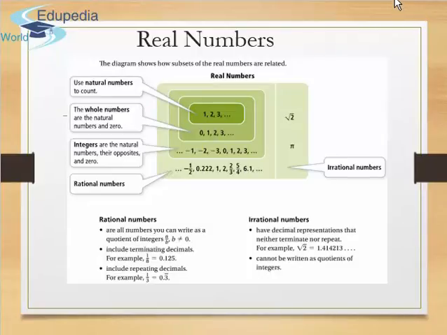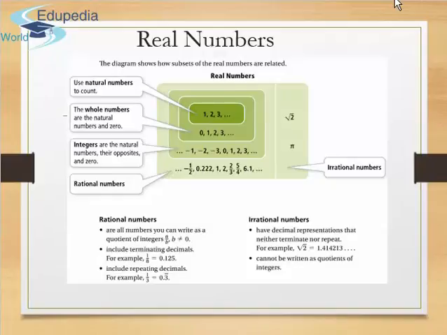After natural numbers, there are the whole numbers. The reason why natural numbers are a subset of whole numbers is because whole numbers have zero. So they have one extra number: you have 0 as the whole number, and 1, 2, 3, the natural numbers, come after that.